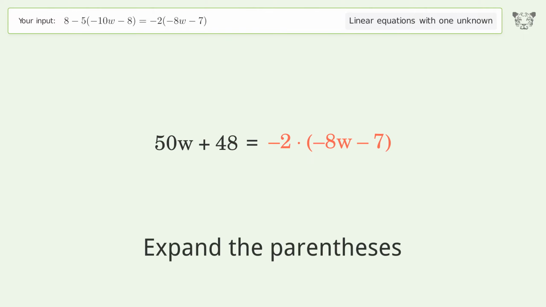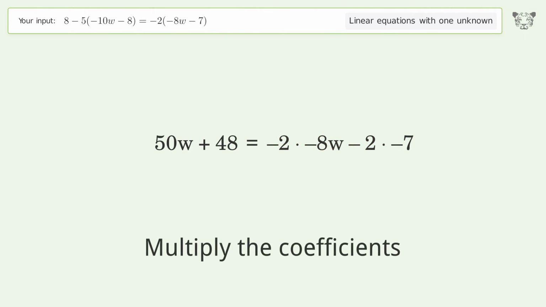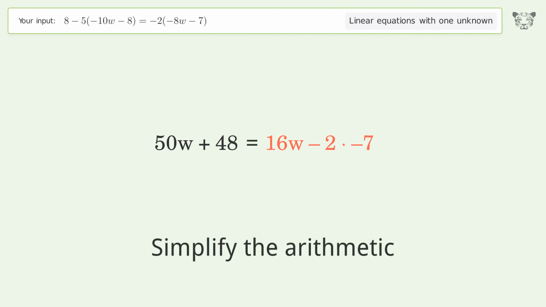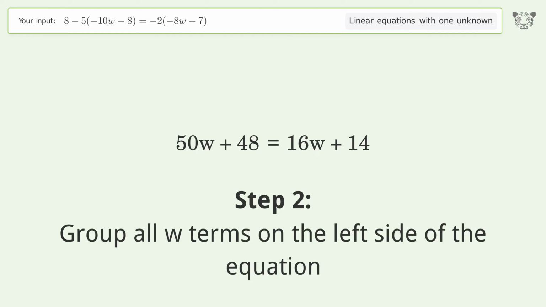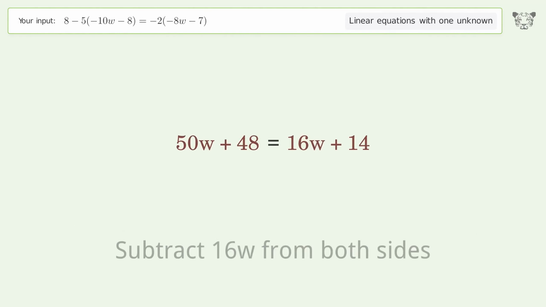Expand the parentheses. Multiply the coefficients. Simplify the arithmetic. Group all w terms on the left side of the equation. Subtract 16w from both sides.